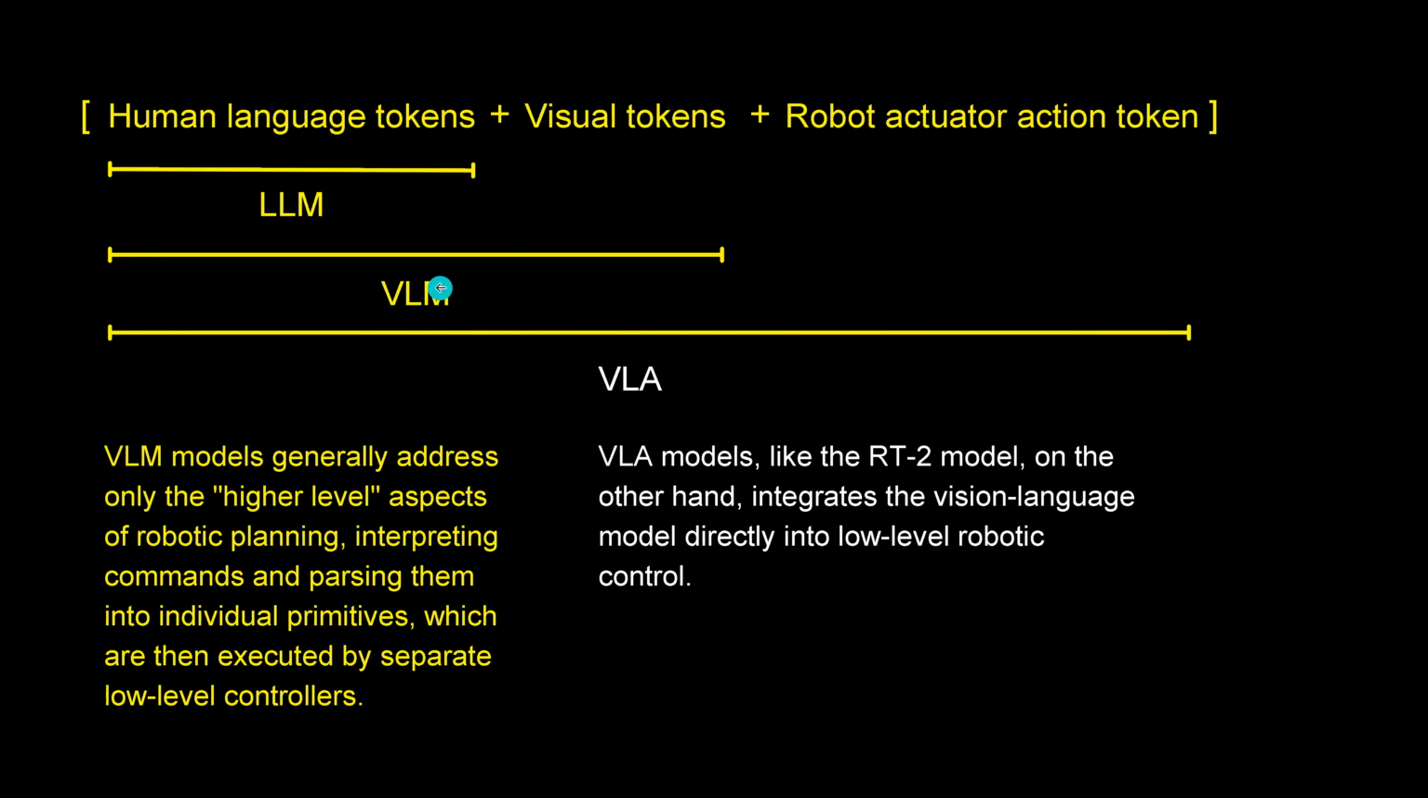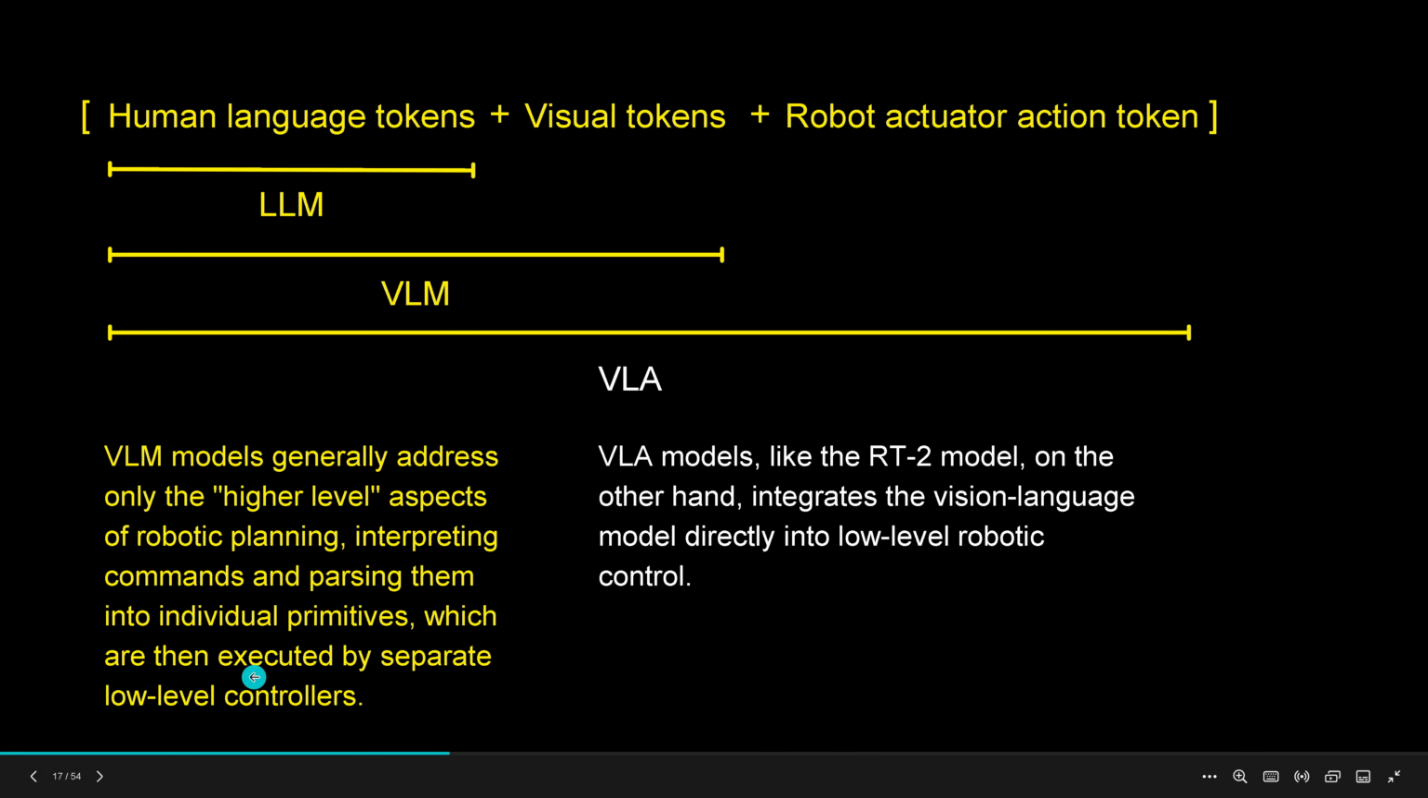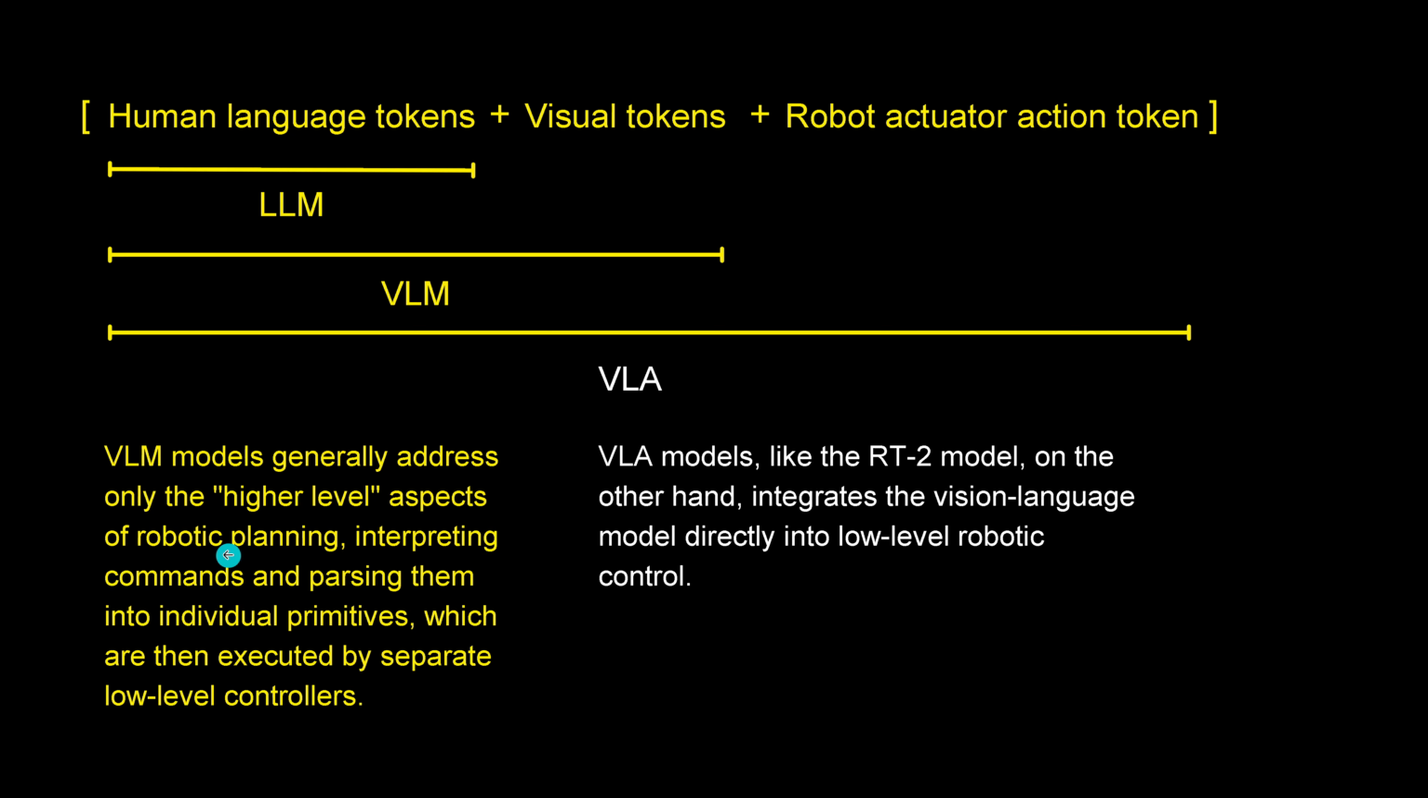Now, what is the difference between VLM and VLA system? In general, a VLM system addresses only the higher-level aspects of the robotic planning, interpreting commands and parsing them into individual parameters, which are then executed by several low-level robotic controllers. So the output is: move a little bit to the right with your robotic arm.